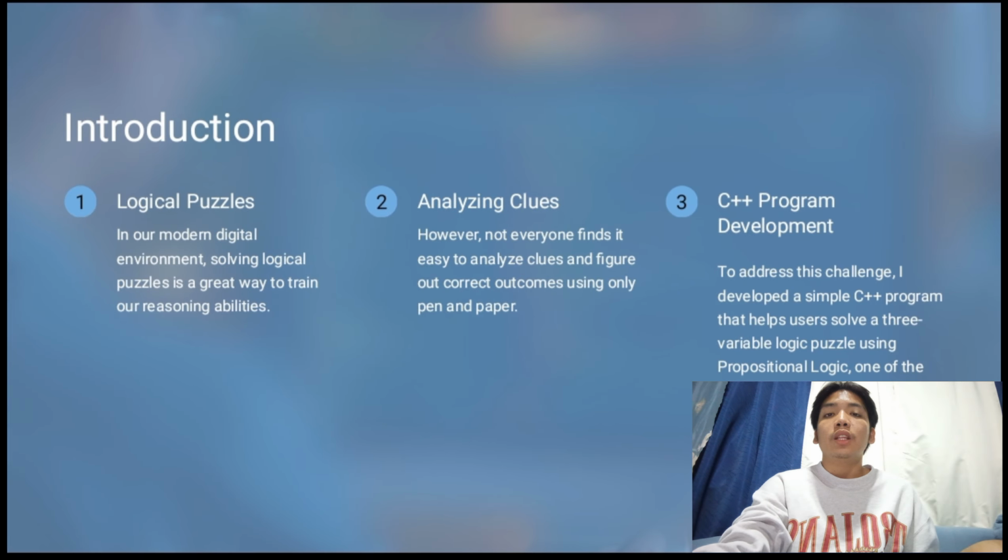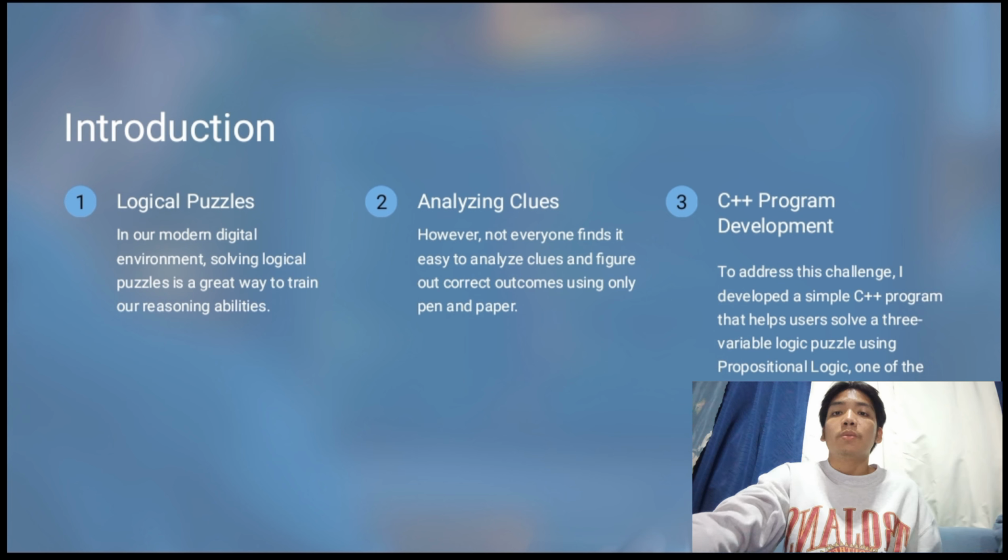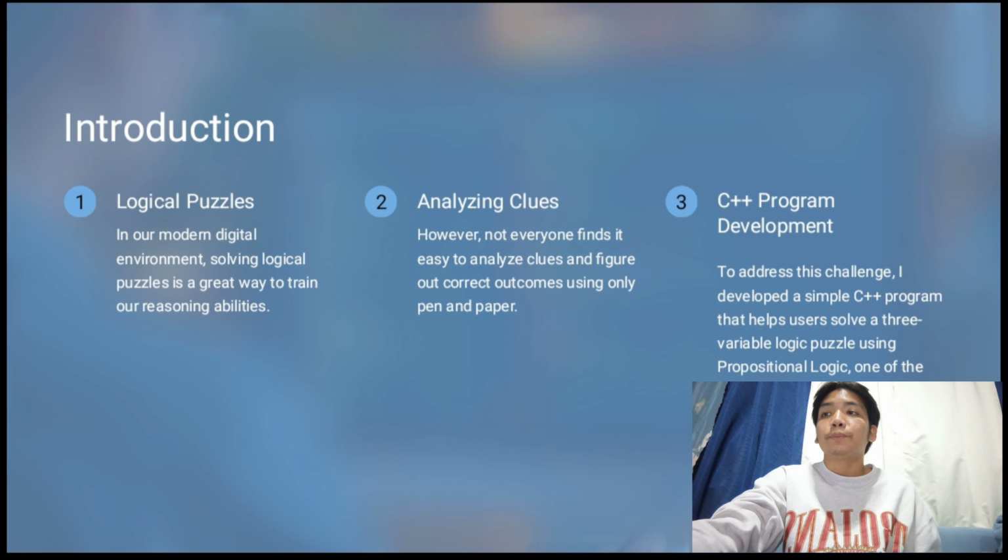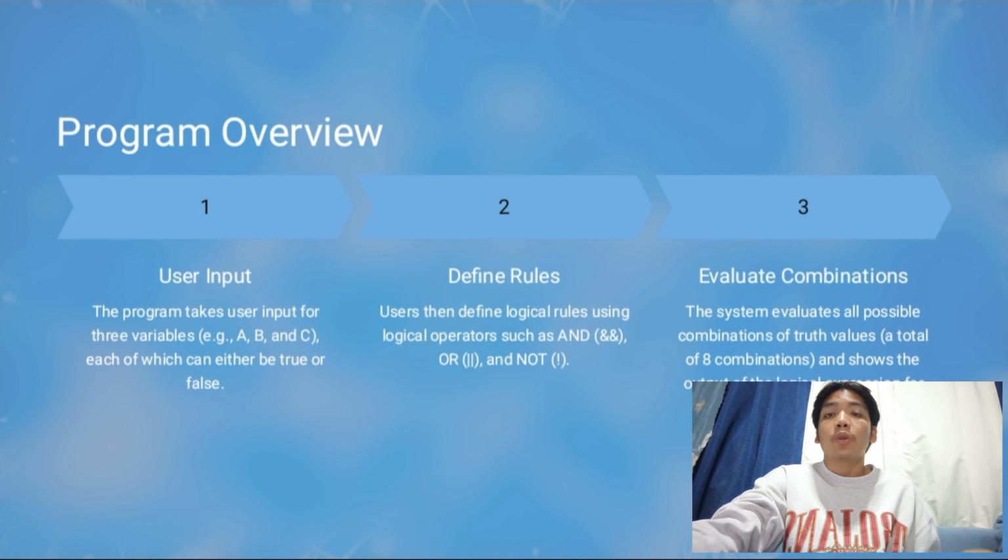In our digital age, logic puzzles are a fun and educational way to improve our thinking skills. However, not everyone finds it easy to analyze clues and figure out logical outcomes just by using pen and paper. To solve this, I developed a C++ program that helps users solve logic puzzles involving three variables using propositional logic, a topic that is also discussed in discrete structures. The next slide is the program overview.